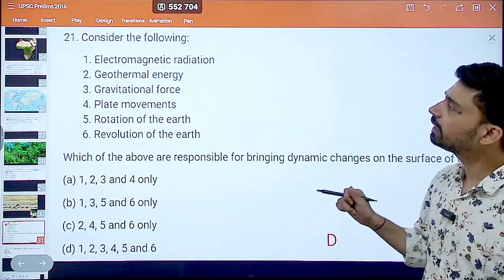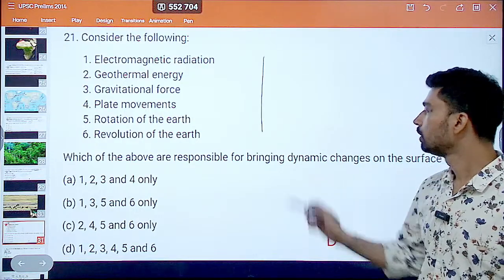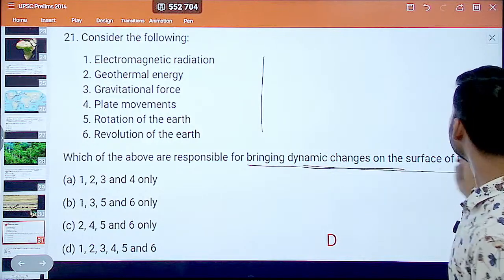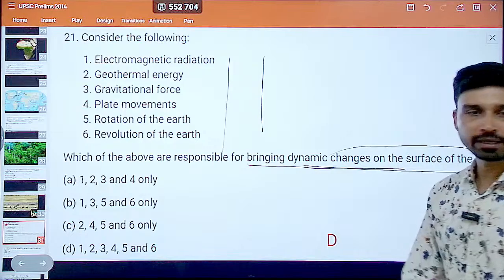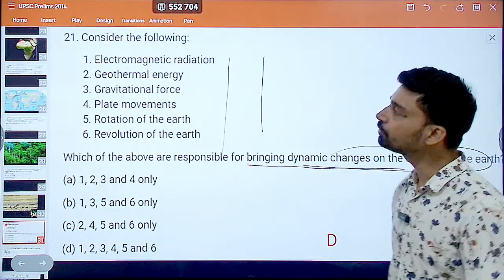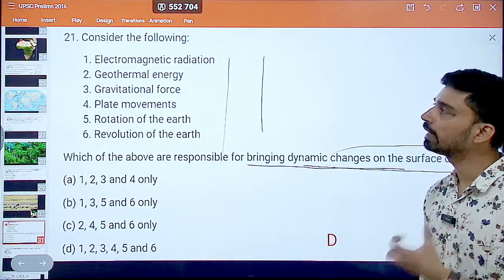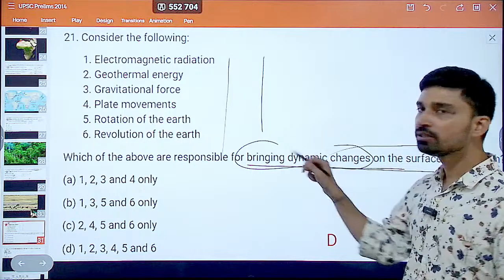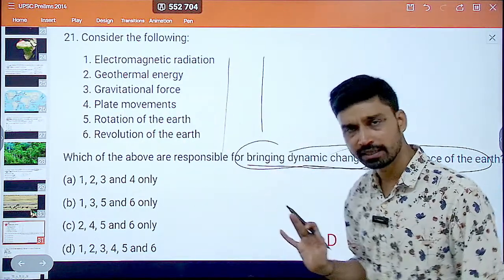Next is again a question that has been asked. Which of the following are responsible for bringing dynamic changes on the surface of the earth? Now six options are given here: electromagnetic radiation, geothermal energy, gravitational force, plate movements, rotation of earth and revolution of earth. This is a very simple question, because dynamic changes happen due to all of these forces that are acting on the earth.